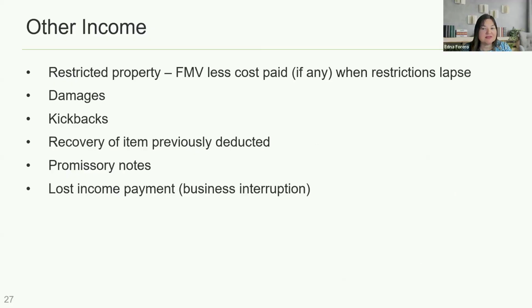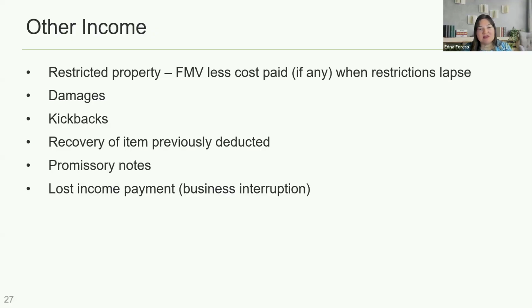Other types of income that we might see, these miscellaneous items, not too regularly, but we might have some damages that they've got to report, some kickbacks that they've received. They've got recovery of an item that was previously deducted. Perhaps they had an item that they wrote off, an invoice that was never paid, and now that person has come back and paid that invoice, so they've got to report the income. They might have a promissory note, and then they've got some lost income payment, for example, under business interruption. So look at these other sources of income for your client and see if there's anything else that we need to list for them as taxable income.